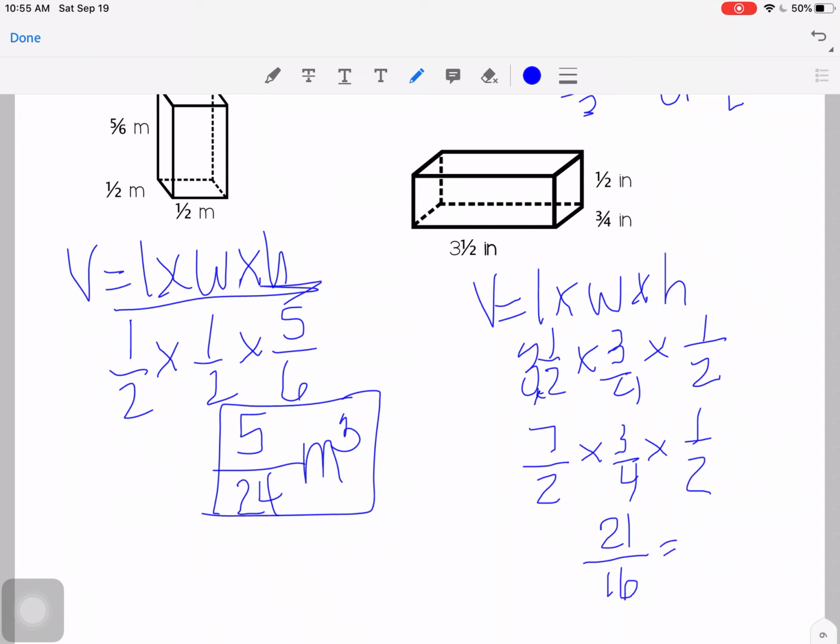And then we simplify. We simplify by dividing. So 16 goes into 21 one time, which leaves us with 5. So our answer is 1 5/16 inches cubed.